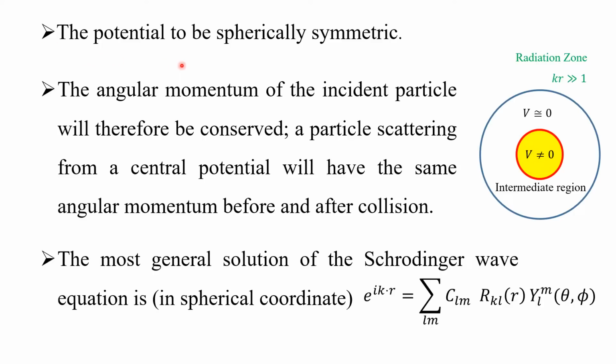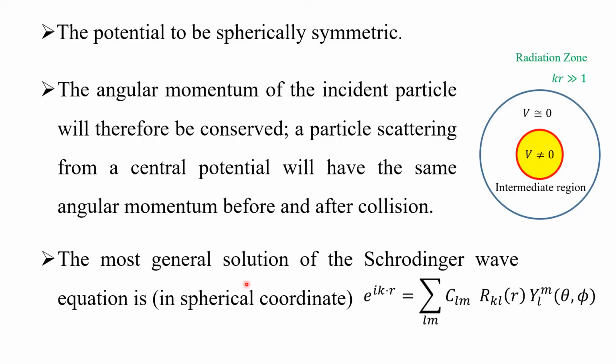Since this is a very small sphere, the scattering region is a small sphere, and we take the potential to be spherically symmetric. The angular momentum of the incident particle in the scattering region will therefore be conserved. A particle scattering from a central potential will have the same angular momentum before and after the collision.